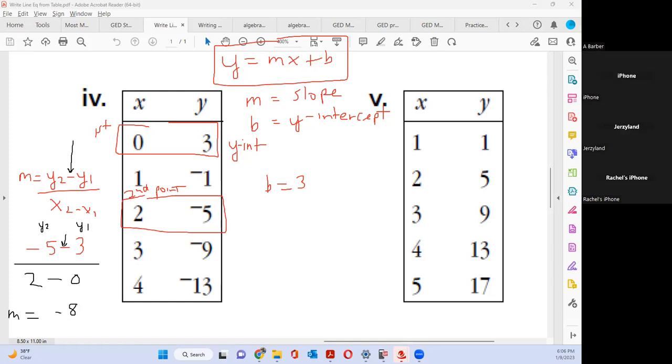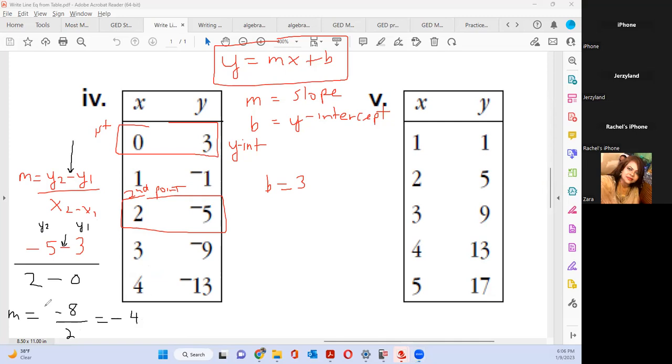Again, if you're having problems with negative numbers, use your calculator. I'll show you in a minute. What is 2 minus 0? It's 2. What is minus 8 divided by 2? Minus 4. So our slope of this line is minus 4. Does everybody understand that? Okay, so that's one way you can do it, using the formula from your formula sheet.